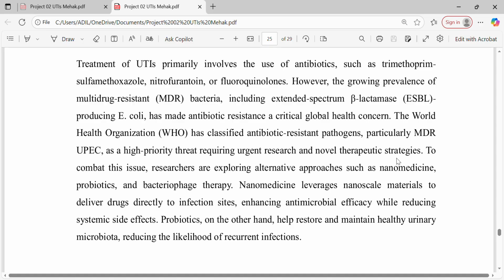Researchers are exploring alternative approaches such as nanomedicine, probiotics, and bacteriophage therapy. Nanomedicine leverages nanoscale materials to deliver drugs directly to the infected sites, enhancing antimicrobial efficiency while reducing systemic side effects. Probiotics, on the other hand, help restore and maintain healthy urinary microbiota, reducing the likelihood of recurrent infections.